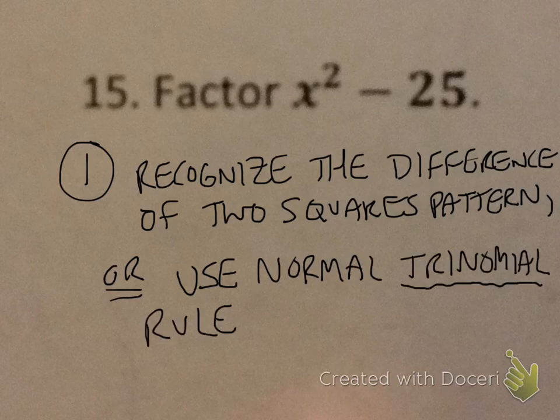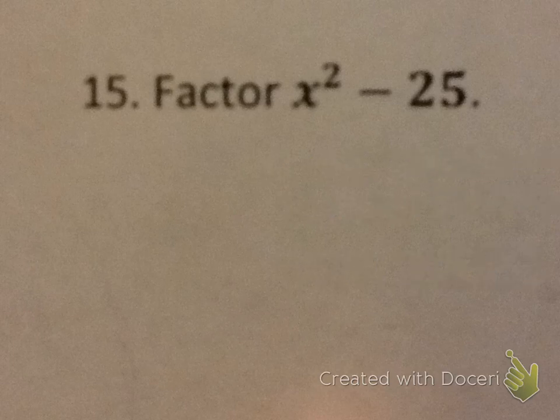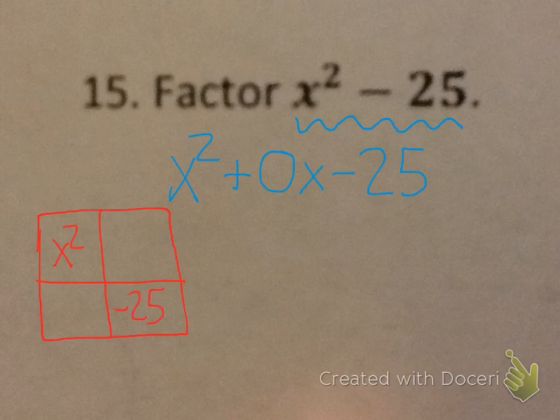However, we can always use our normal trinomial rules in order to solve this. So I'm going to solve this using the box method. In order to use the box method, I need three terms. Instead of having x squared minus 25, I want to have x squared plus 0x minus 25. In our box, we put in our first term in the top left and our last term in the bottom right, just as we always do.